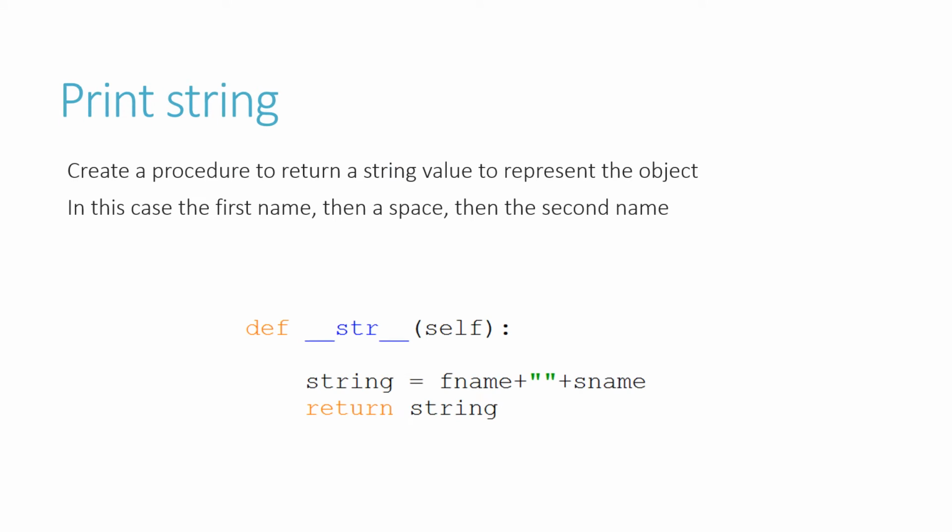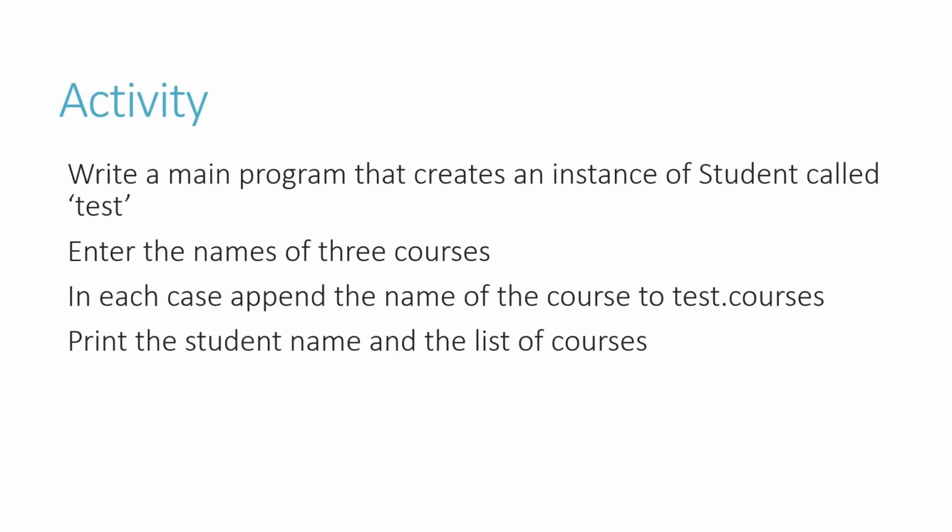Whenever we write a class definition, we usually in Python write a string procedure, string function, and this returns a string which we're going to use every time the computer needs to represent the object, print the object. And it seems like a good idea to have the first name and then a space and then the surname, and that will be the string that represents the student, their name basically. So write the class definition.